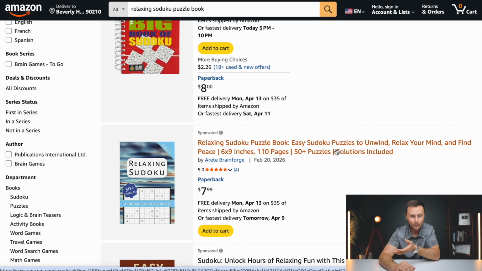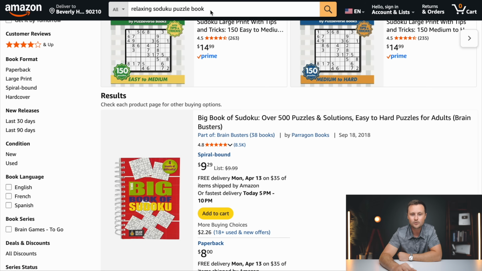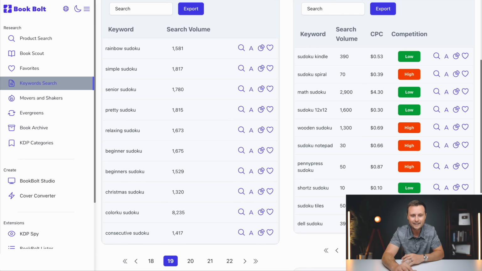Now the search traffic part of the equation is what people are actually searching for. What a lot of people don't realize, and I can actually show you this, is that there are a lot of people searching for very specific things on Amazon, more than you would even realize. So for relaxing Sudoku books, there are over 1,600 people per month searching for that on Amazon.